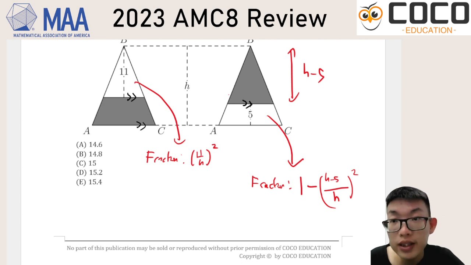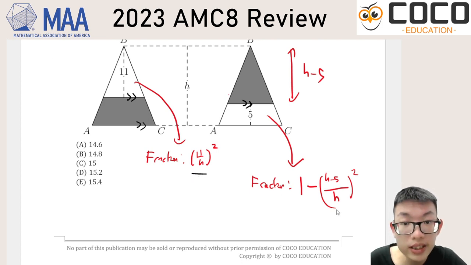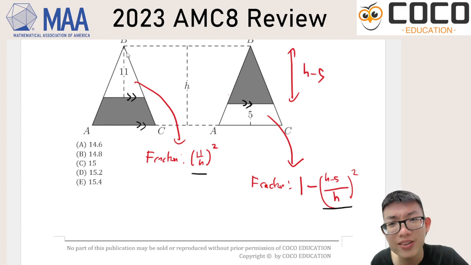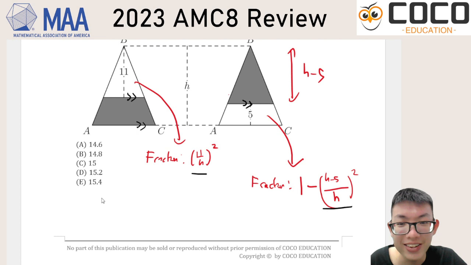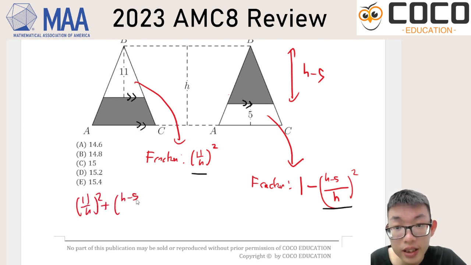And so if I say that both of these are the same, it basically means that this plus this should be equal to 1, which kind of then tells me that I should have just used that in the first place, right? That the unshaded of one and the shaded of the other is the same. Well, never mind, we got there through a slightly longer way. So 11 over h squared plus h minus 5 over h squared equals 1.